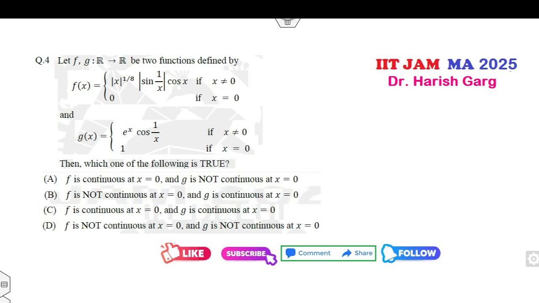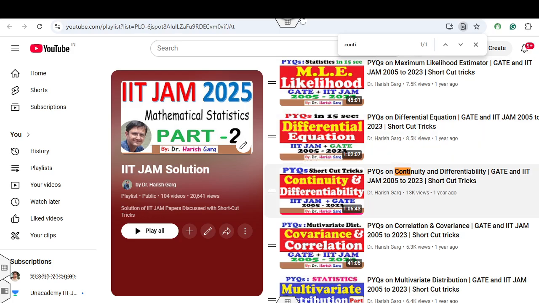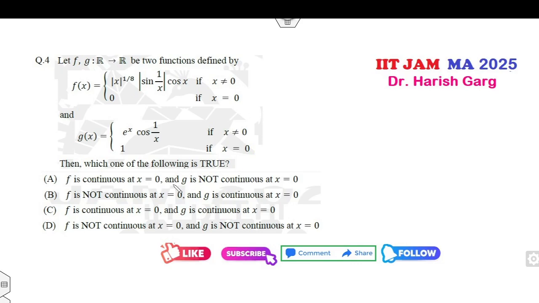Next question. They are talking about continuity only. So again you can see this lecture on continuity. Fine. When you have to check continuity, for example, first check on g. It's a cosine. We all know the cosine function lies between -1 to +1. I can multiply e raised to power x on both sides. Then this is my g of x.